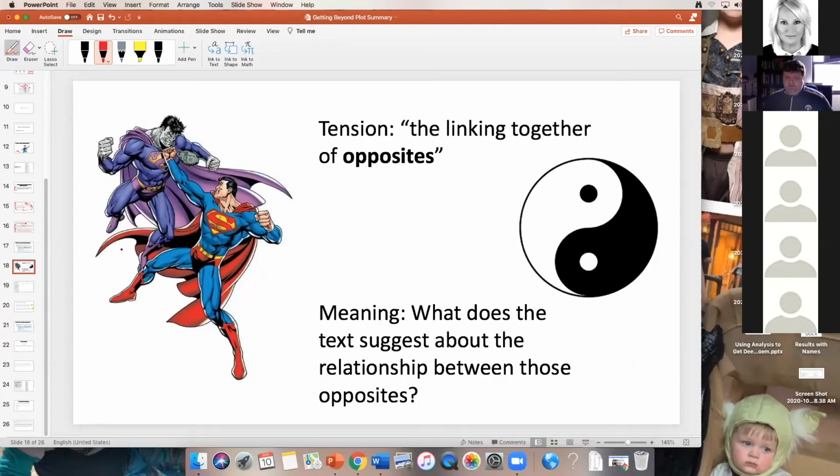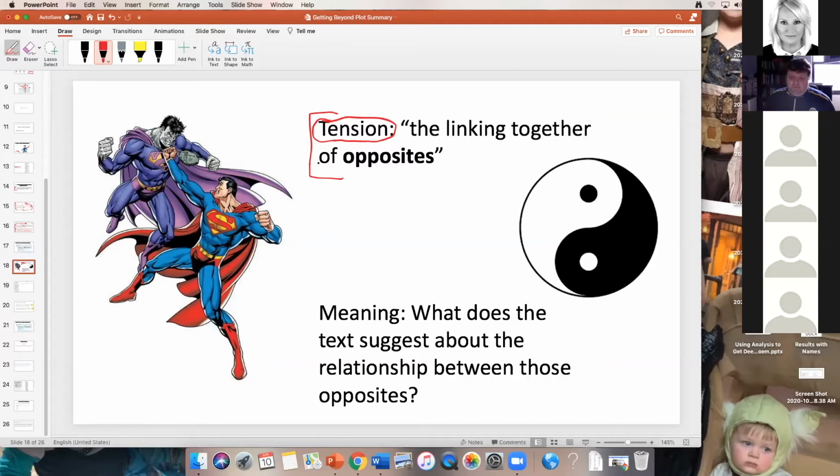In the textbook that we use, tension is defined as the linking together of opposites. I've got Superman and Bizarro Superman fighting over here because they're opposites, and we've got yin and yang. Then we figure out meaning by trying to figure out what the text suggests about the relationship between those two opposites, okay? The trick when you're reading a poem and trying to find the meaning is that you're always looking for the tension. If you can come up with one side, then you've automatically got the other, because the other side is going to be the opposite of the one you came up with.